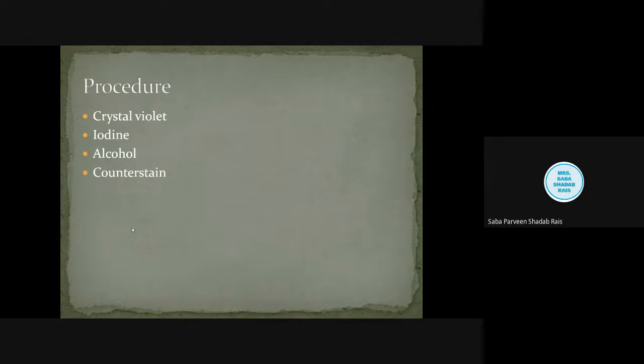It is also called methyl violet 10B, or hexamethyl pararosaniline chloride. Actually, this crystal violet is a triarylmethane dye. Usually, it is used as a histological stain, as well as in the Gram method of classifying bacteria.